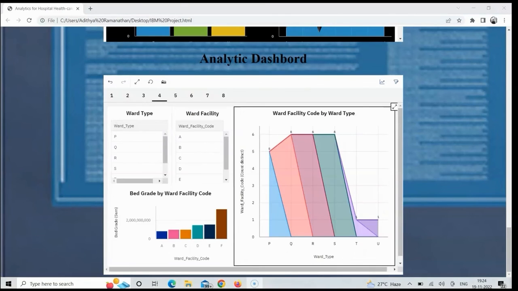There are two tables, what types and what facilities, compared with the bed grades. We can clearly understand that F consists of more facilities and A consists of fewer facilities. What facility code by what type? P, Q, R, S, T, U are the ward types. Q and S have facility code 6, P has facility code 5, T and U have facility code 6. Moving on to the next visualization.